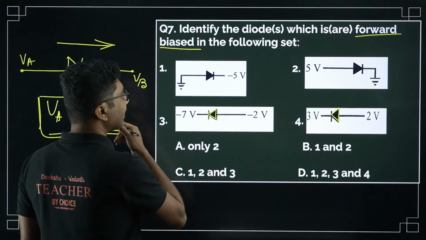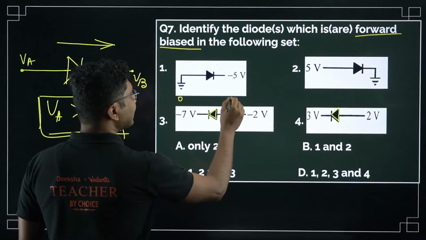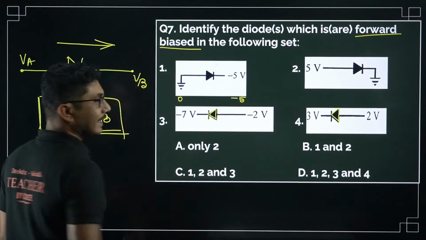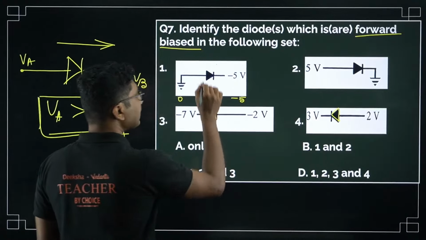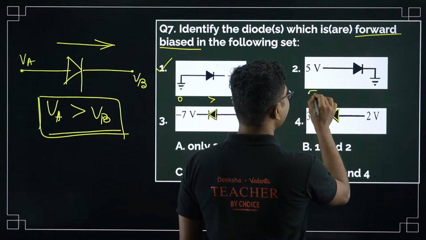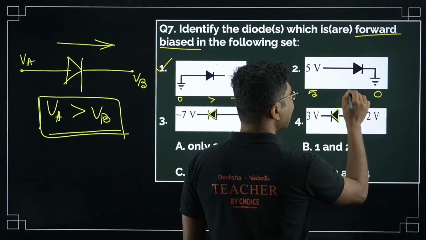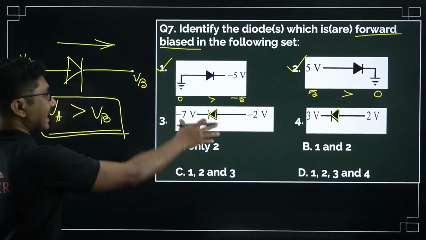So if you see the question, here the voltage is 0. Here it is -5. So who is greater? 0 is greater or -5 is greater? So definitely 0 is greater. So this is forward biased. Now in this case, this side is 5, this side is 0, clear, greater. So this is forward biased. Okay. Now check this one.